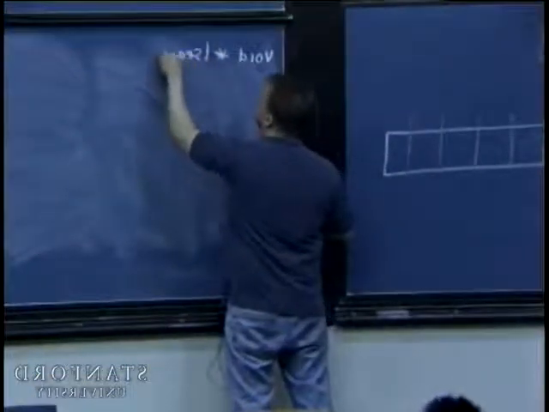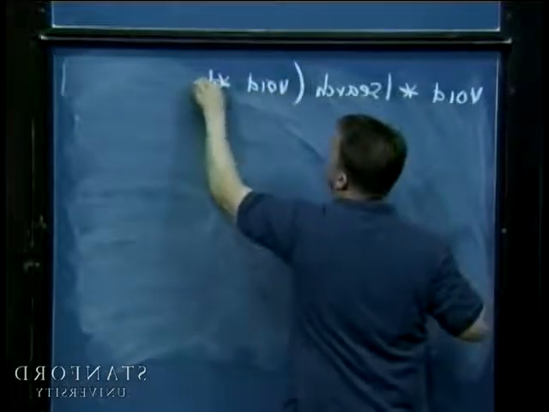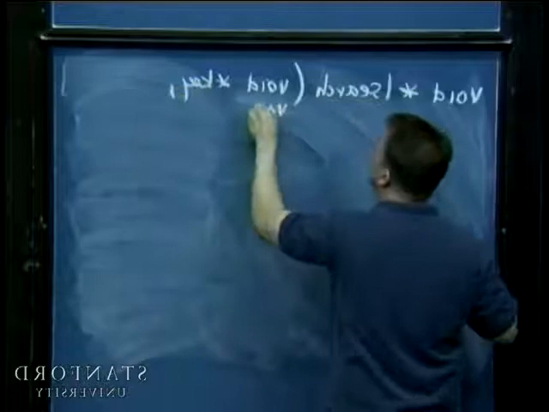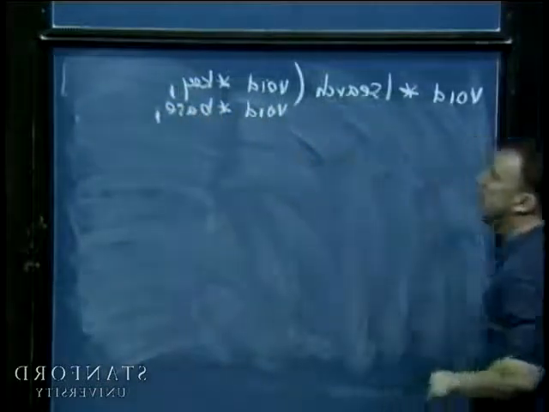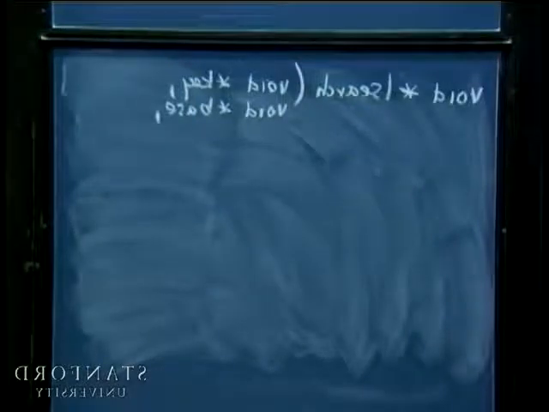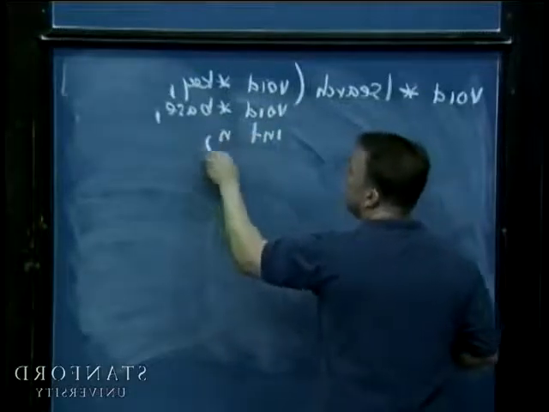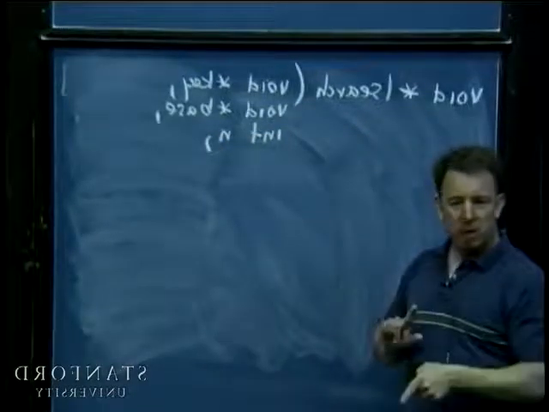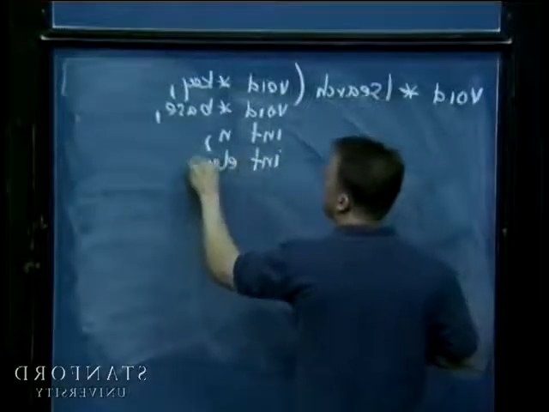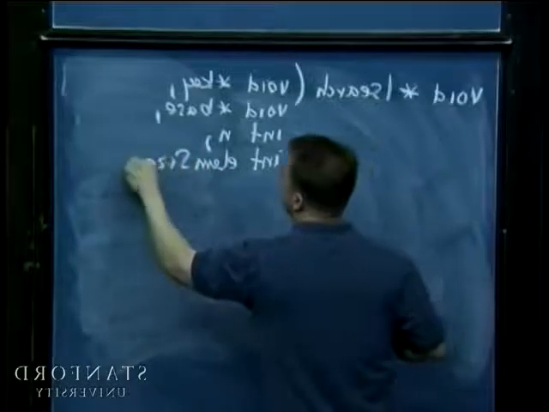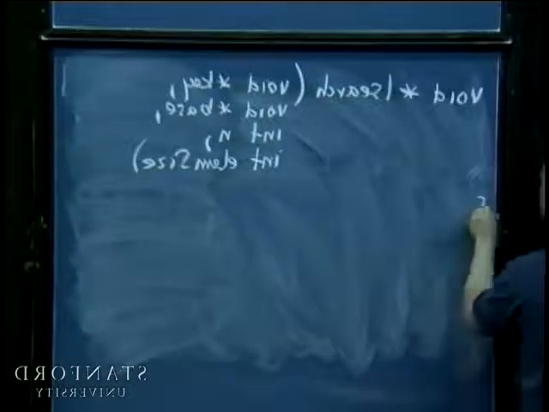lsearch, void star key. Void star, I'll call it base because the documentation for functions like this actually calls it base. It just means the base of the array, okay? I want to pass in int n. That's the number of elements that the client knows is in the array to be searched. Int elemSize. And that's all I'll pass in for the moment. I have to pass in one more thing, but I'll do it in a second.